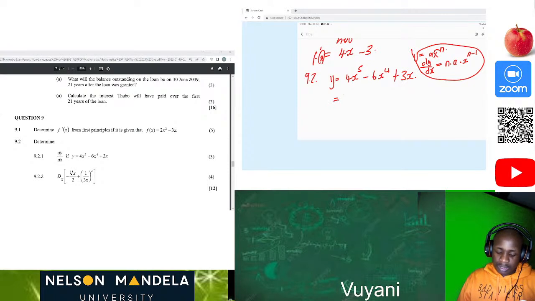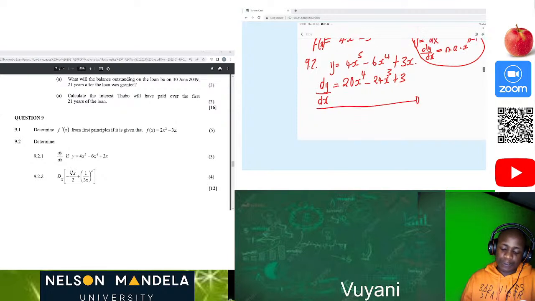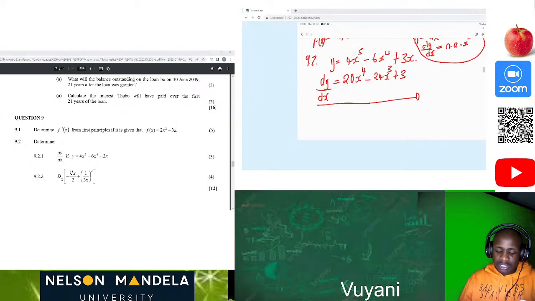So now we are determining the derivative dy over dx, deriving y in terms of x. 5 times 4 is 20, then x to the power 5 minus 1, which is 4. Minus 4 times 6 is 24, then 4 minus 1 is 3. Then 1 times 3 is positive 3, and 1 minus 1 is equal to 0, and x to the power of 0 is equal to 1. Then we will be left with dy over dx equal to 20x to the power 4 minus 24x cubed plus 3. Then you are done with that question.